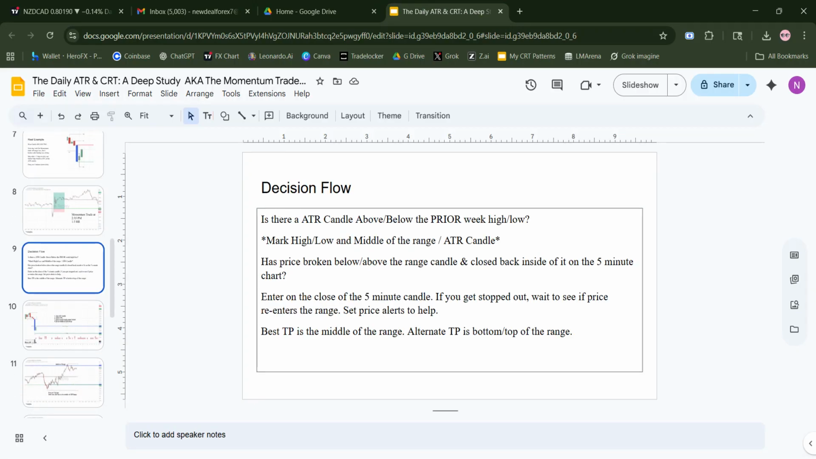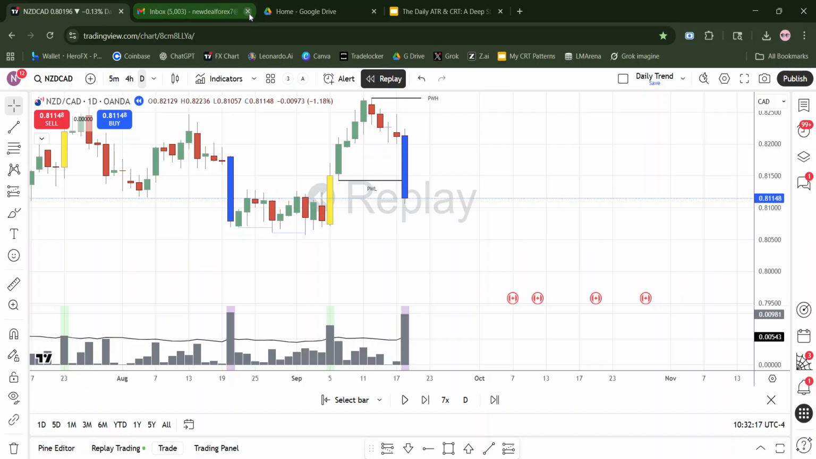Very simple though. Is there an ATR candle, in this case, below the prior week low? Let me go back to my chart. Yes, this is the prior week low. This is the blue candle that's below it. What's my next step?